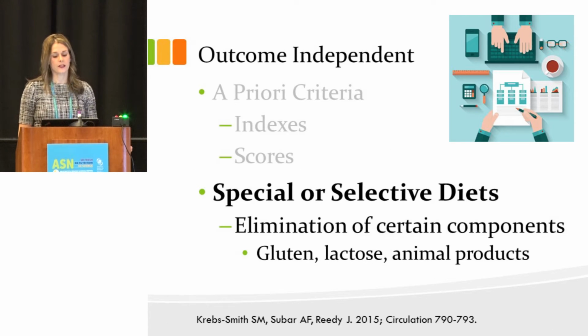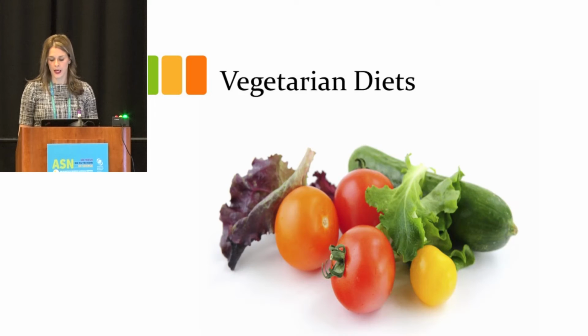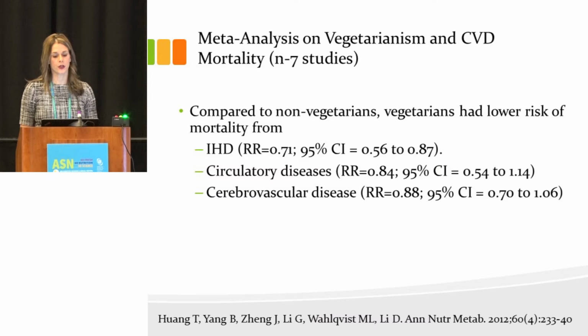Next, I'll talk briefly on special or selective diets. So this is a group of patterns where people selectively eliminate things from their diet, either for medical reasons or for personal choice. And I think probably the most common researched dietary pattern is vegetarian diets. So I'd like to show you an example of a meta-analysis on vegetarianism and cardiovascular disease mortality. Compared to non-vegetarians, vegetarians have a lower risk of mortality from ischemic heart disease, but not from circulatory or cerebrovascular diseases.